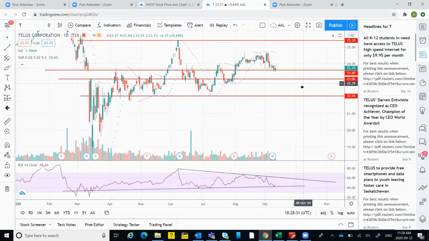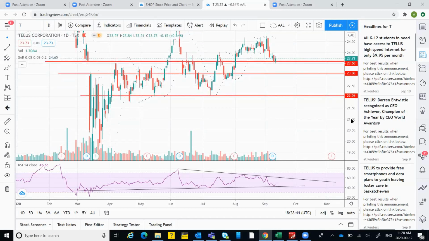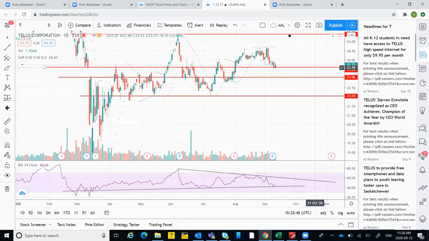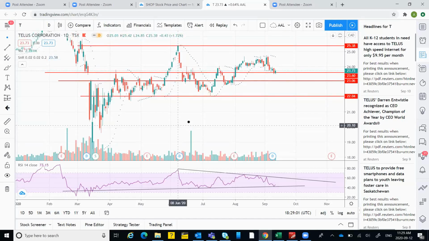Now, if I talk about the parabolic SAR, it has given dots that form upward, and still there's a huge gap between these candlesticks, so we still have room for this stock to go up. I think this has started its upward journey, and you can hold this initially at 24.2, and then the next move will be 24.6. That's what I see here in this stock, Vivek.